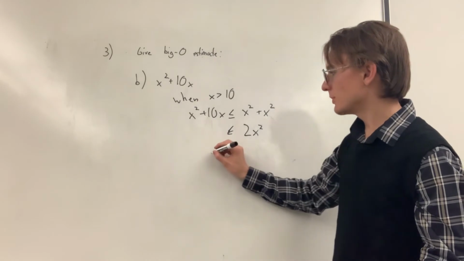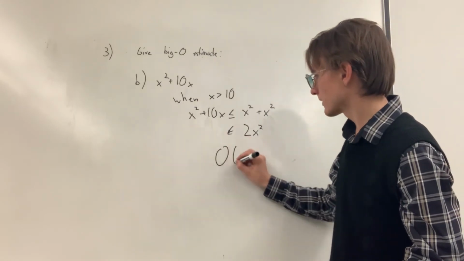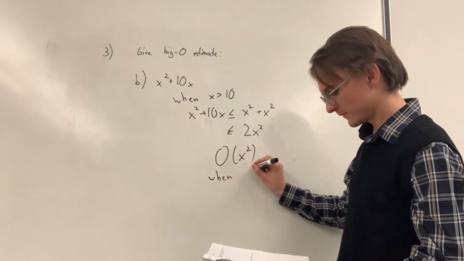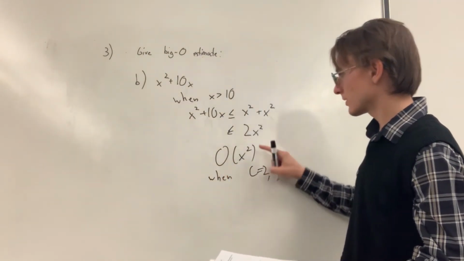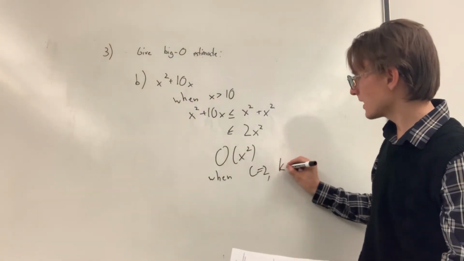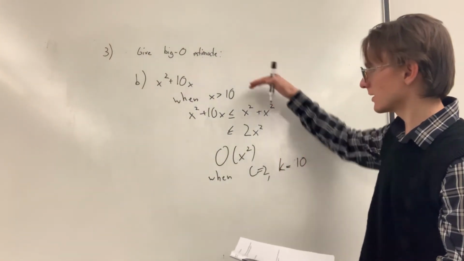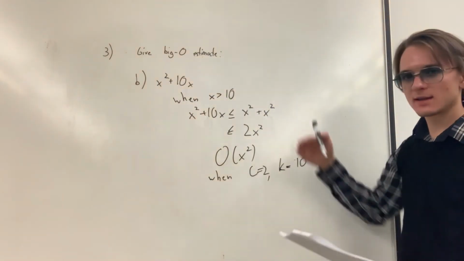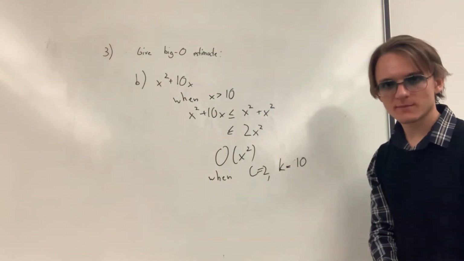So our big O would be x squared when c is equal to 2, coming from the factor we multiply by the x squared here, and k is equal to 10, because it holds true when we have at least 10 data input into the algorithm.